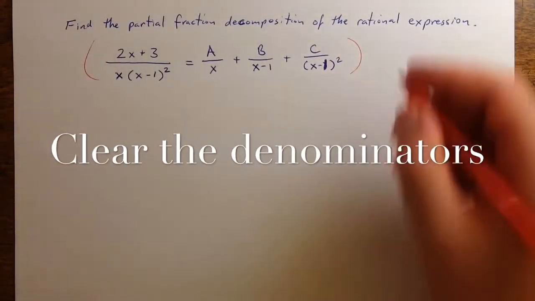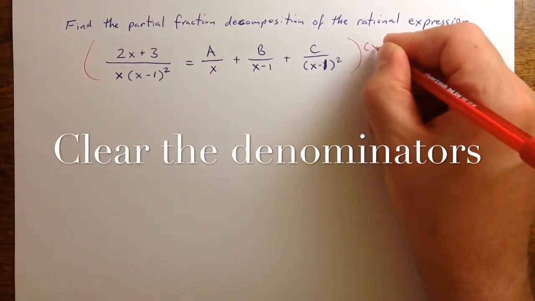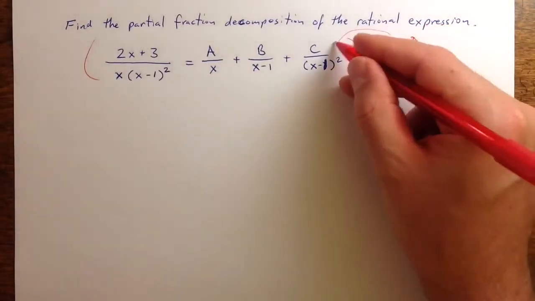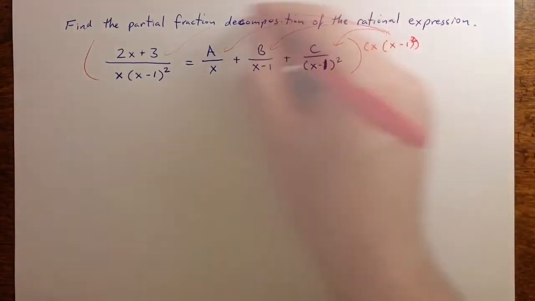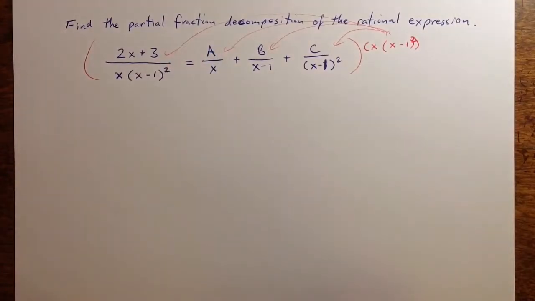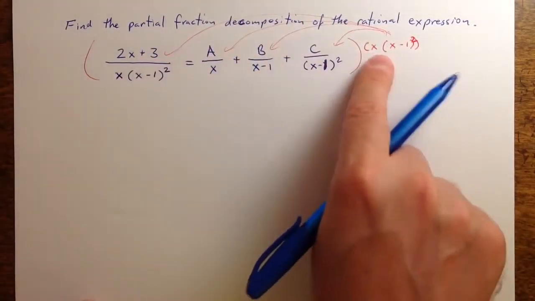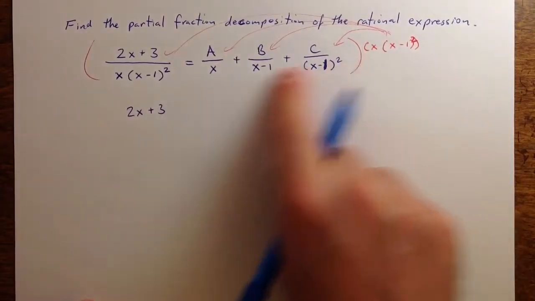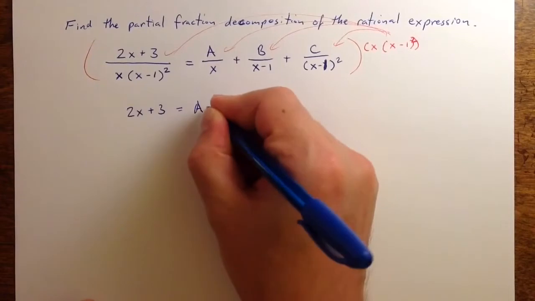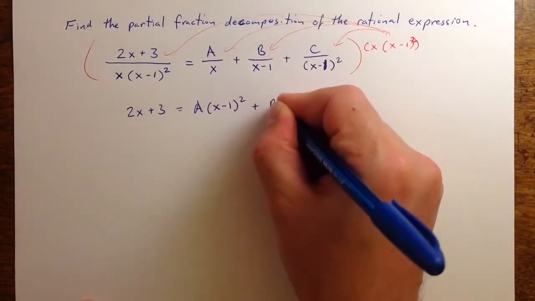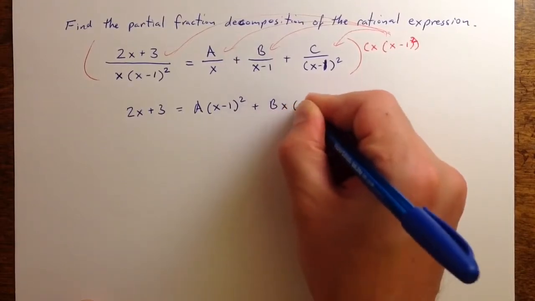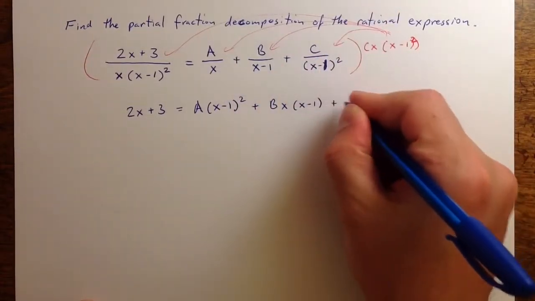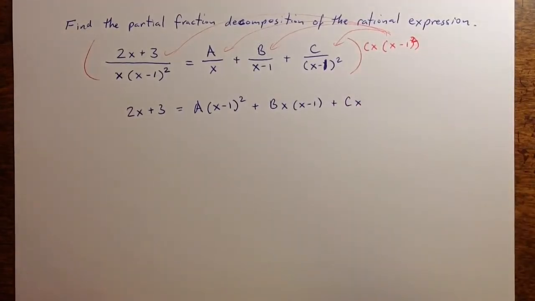Next, we need to clear the denominators, and we can do that if we multiply everything by the common denominator, x times x minus 1 squared. Now I'm going to multiply each of the numerators by that, and we could write out that process, or we might be able to just identify that when we multiply this numerator by the common denominator, it'll cancel, and we'll be left with 2x plus 3. Here the x factor cancels, and we're left with A times x minus 1 squared. The B term becomes B times x minus 1, because one of the x minus 1 factors cancels. And finally we end up with simply C times x, because both of the x minus 1 factors cancel.